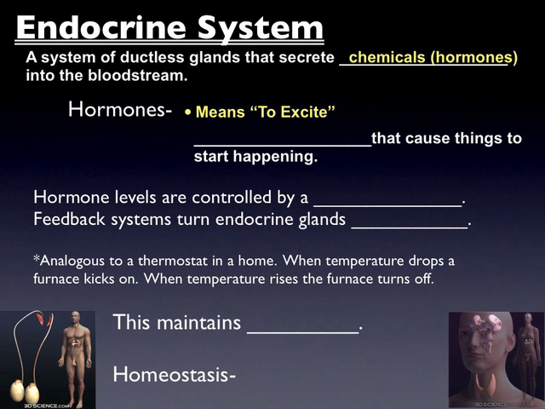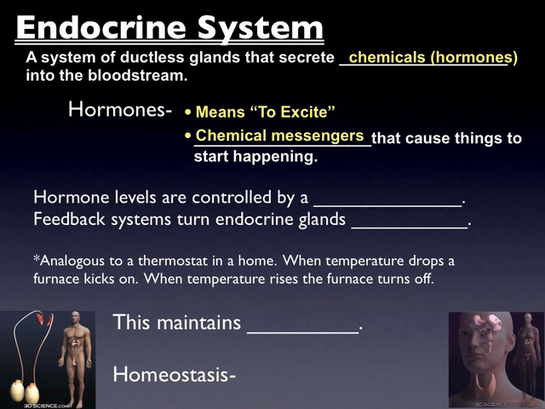So a hormone, the word itself means to excite. And that's because they cause some action to happen somewhere in the body. Hormones have effects. They're produced in one place and then have effects in other parts of the body. Okay, so they're chemical messengers that cause things to happen. And we have dozens of different hormones in our bodies that regulate various things.